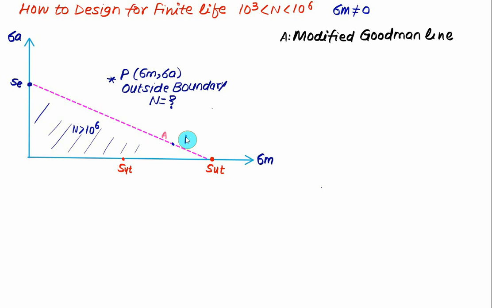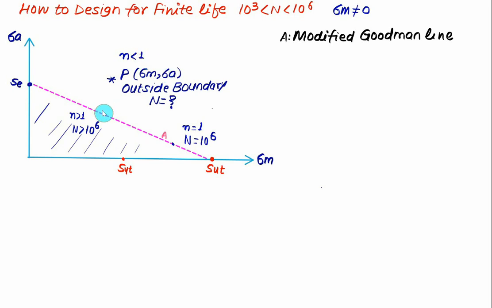Then we have life equal to N is 10 to the power 6. Or otherwise we can say that if we apply the Goodman criteria, then the factor of safety n will be greater than 1. And on the line we have factor of safety equal to 1. And if the point falls outside, in this case the factor of safety n will be less than 1.